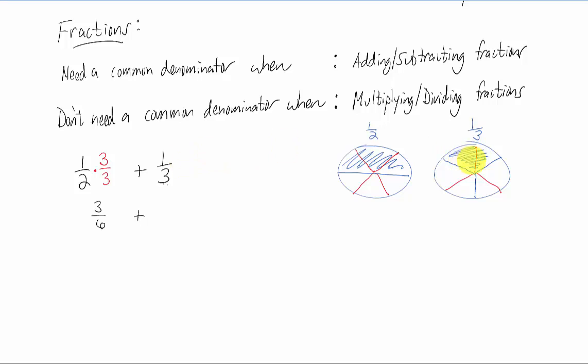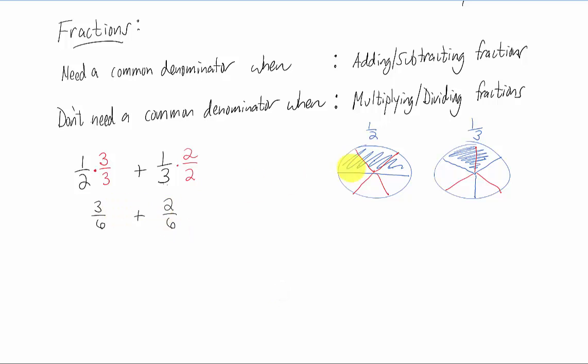Now, if we do the same thing to this pizza here, we want our denominator to be a 6, so we multiply it by 2/2. Again, this is a factor of 1, so we're allowed to do that. Multiply across the numerator and across the denominator, and you get 2/6.